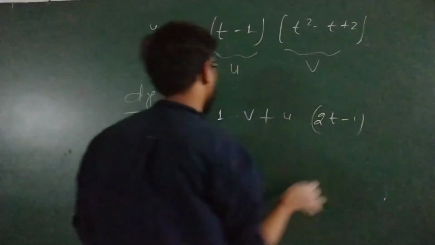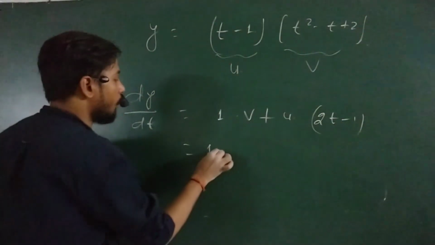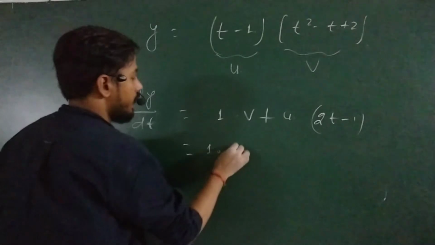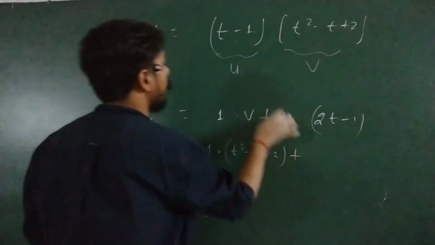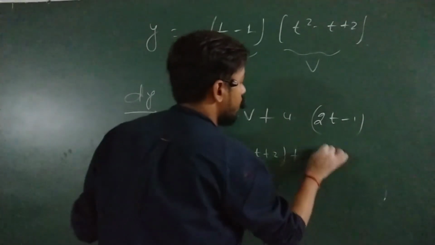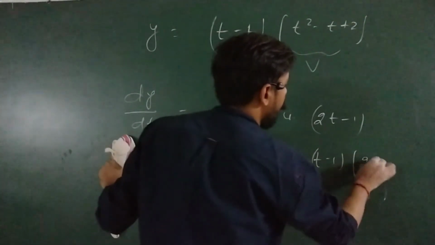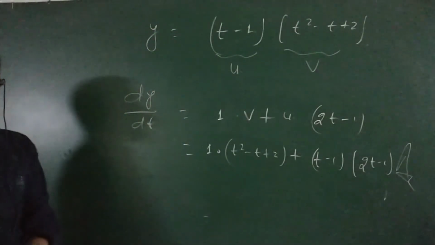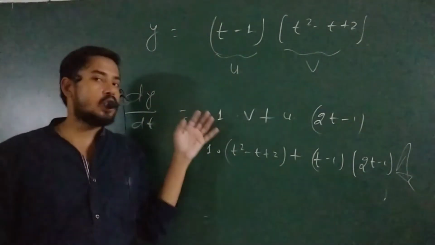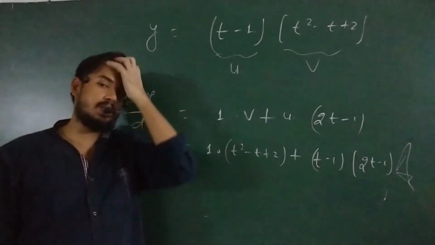Now put the value of v from here: t square minus t plus 2, plus u from here, t minus 1, into 2t minus 1. Solve and you will get the result. So this is one example based on the multiplication rule of differentiation.